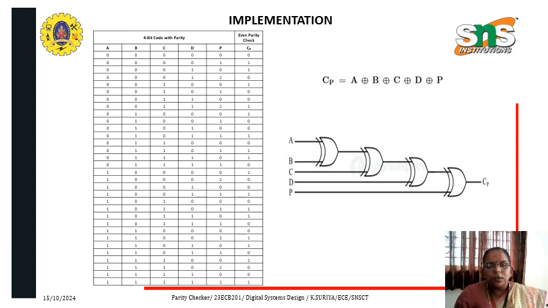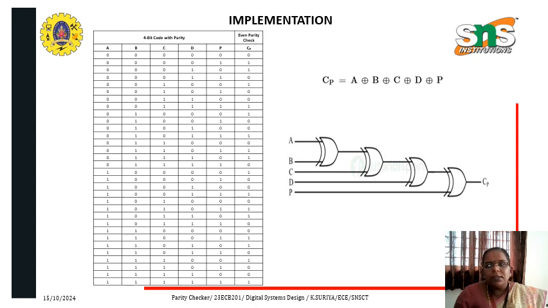This is the truth table for the even parity checker. It will be counting the number of ones along with the parity bit. So totally we'll have 4 inputs and 1 parity bit, so 5 bits. In each and every code, it will be checking for the number of ones. If the number of ones is even, then there is no error, and so the output will be 0. And if there is an odd number of ones, there is an error, and so the output will be 1.